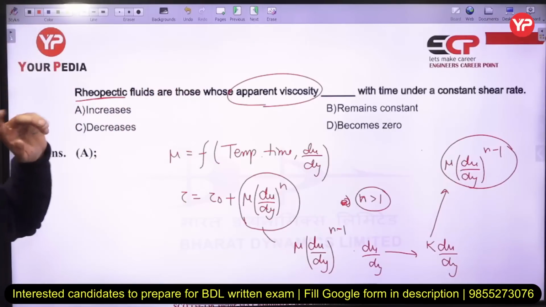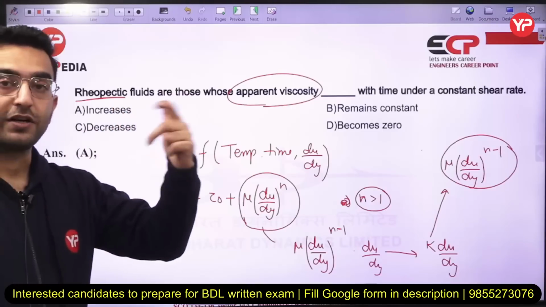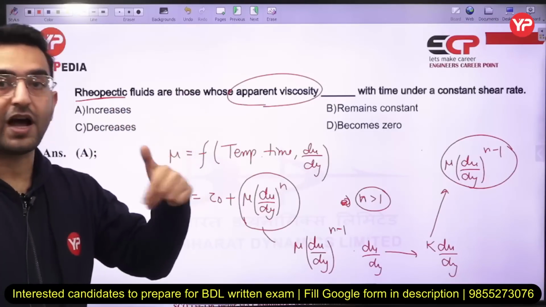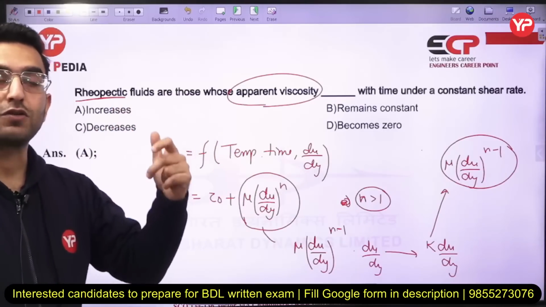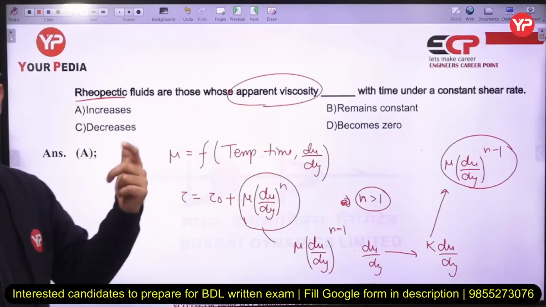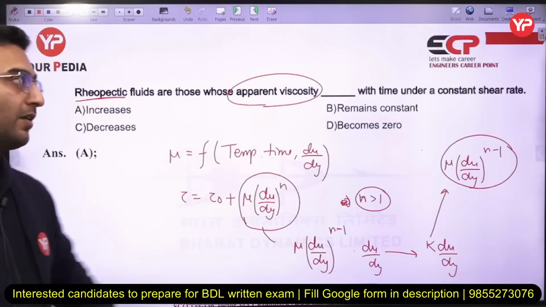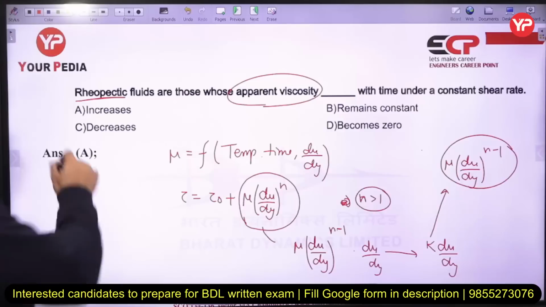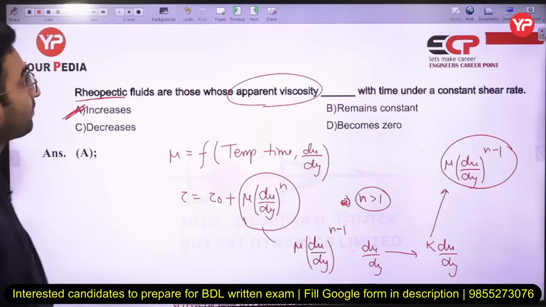The property is that whenever you are applying a higher constant shear rate, the corresponding viscosity keeps on increasing. That means the fluid becomes thicker. So here I can say option A is going to be the correct answer.